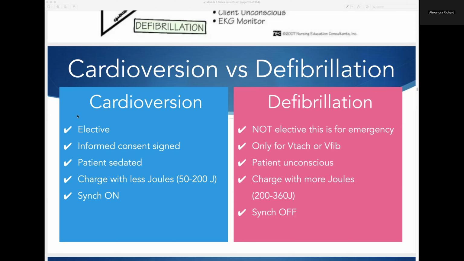All right. And then for cardioversion, you can cardiovert SVT. So you can cardiovert supraventricular tachycardia, you can cardiovert AFib, you can cardiovert A flutter. Okay? So you cardiovert SVT, AFib, A flutter, you defibrillate pulseless VTach and VFib. So memorize that for your NCLEX.